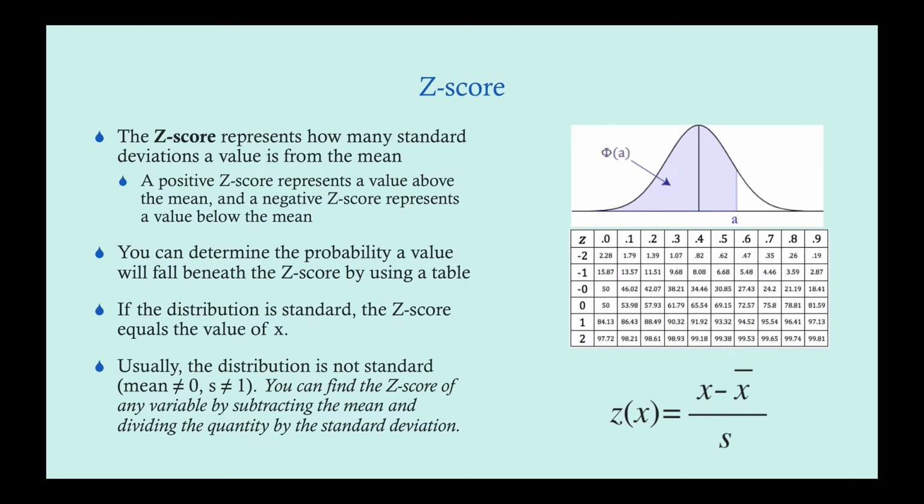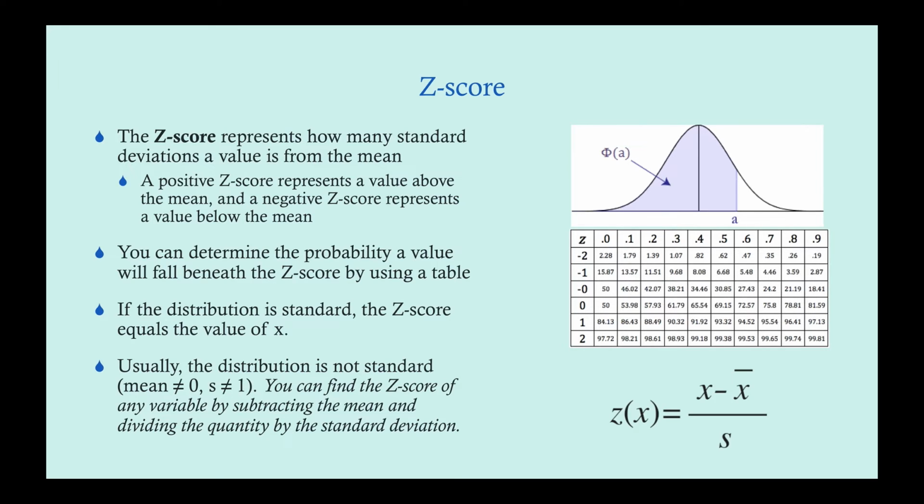So the z-score represents how many standard deviations a value is from the mean. So if you have a positive z-score, it means that your value that gave you that z-score is above the mean. And if it's negative, it means that it's a value below the mean. Let's say you take your height in inches or centimeters, and you find out what the z-score of your height is. If it were a positive z-score, then it means you're taller than average. If it's a negative z-score, it means you're shorter than average. So that's all that means.